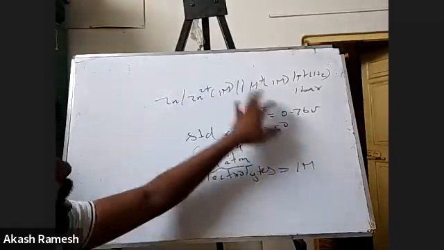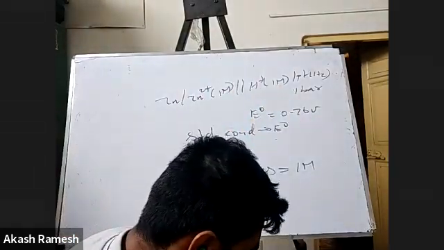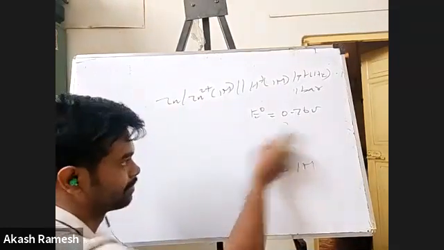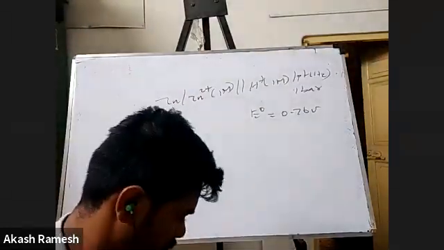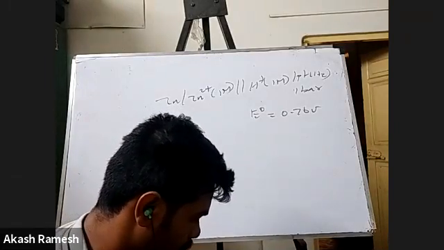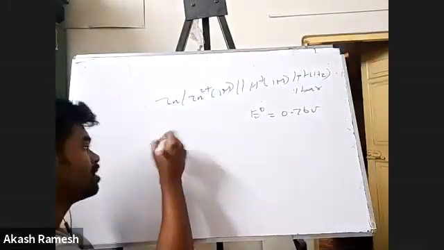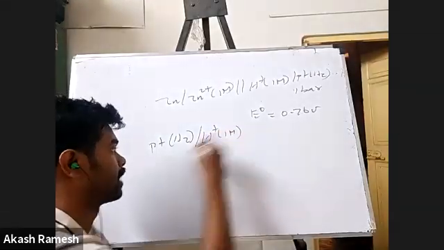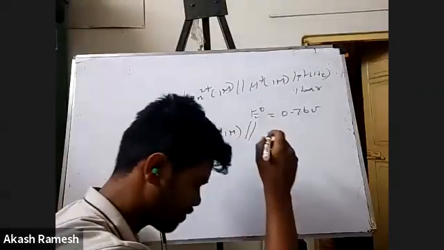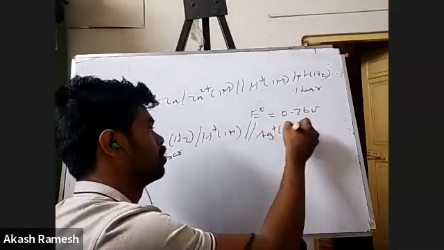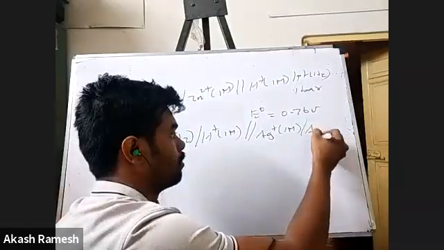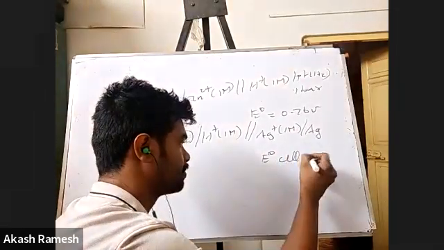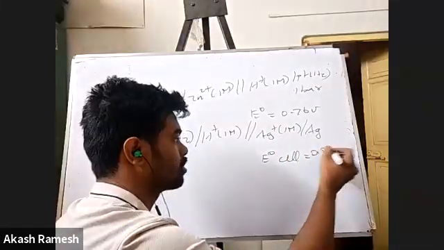So this data is given to you: the cell and the E naught. And they're giving you one more: Pt, H2 (1 bar) | H+ (1 M) || Ag+ (1 M) | Ag, again 1 M. The E naught for this cell is 0.8 volts.